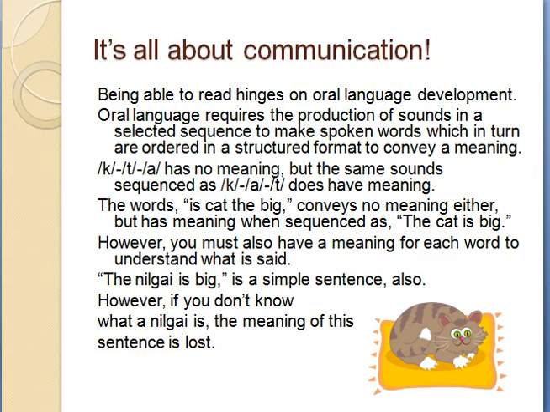Oral language requires the production of sounds in a selected sequence to make spoken words, which in turn are ordered in a structured format to convey a meaning. K, t, at has no meaning, but the same sound sequenced as c, at does have meaning. The words is cat the big conveys no meaning either, but has meaning when sequenced as the cat is big. In English, most simple sentences have a subject which is mentioned first, followed by a verb, and then a descriptor of the subject or an object or a prepositional phrase such as the cat curled up on the rug.